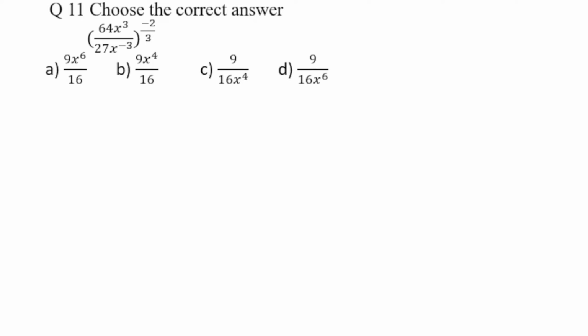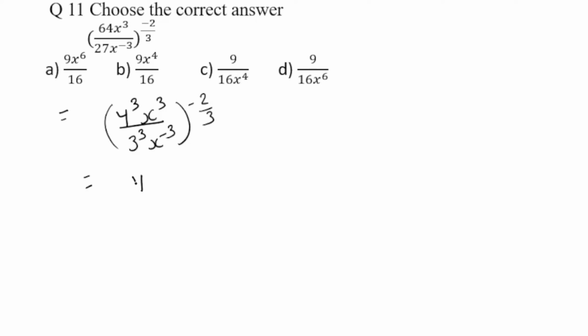Choose the correct answer. Here you go. 64 x to the power 3 divided by 27 x to the power minus 3, to the power minus 2 by 3. We can write 64 as 4 to the power 3 x to the power 3. Similarly, we can write 27 as 3 to the power 3 x to the power minus 3, to the power minus 2 by 3.